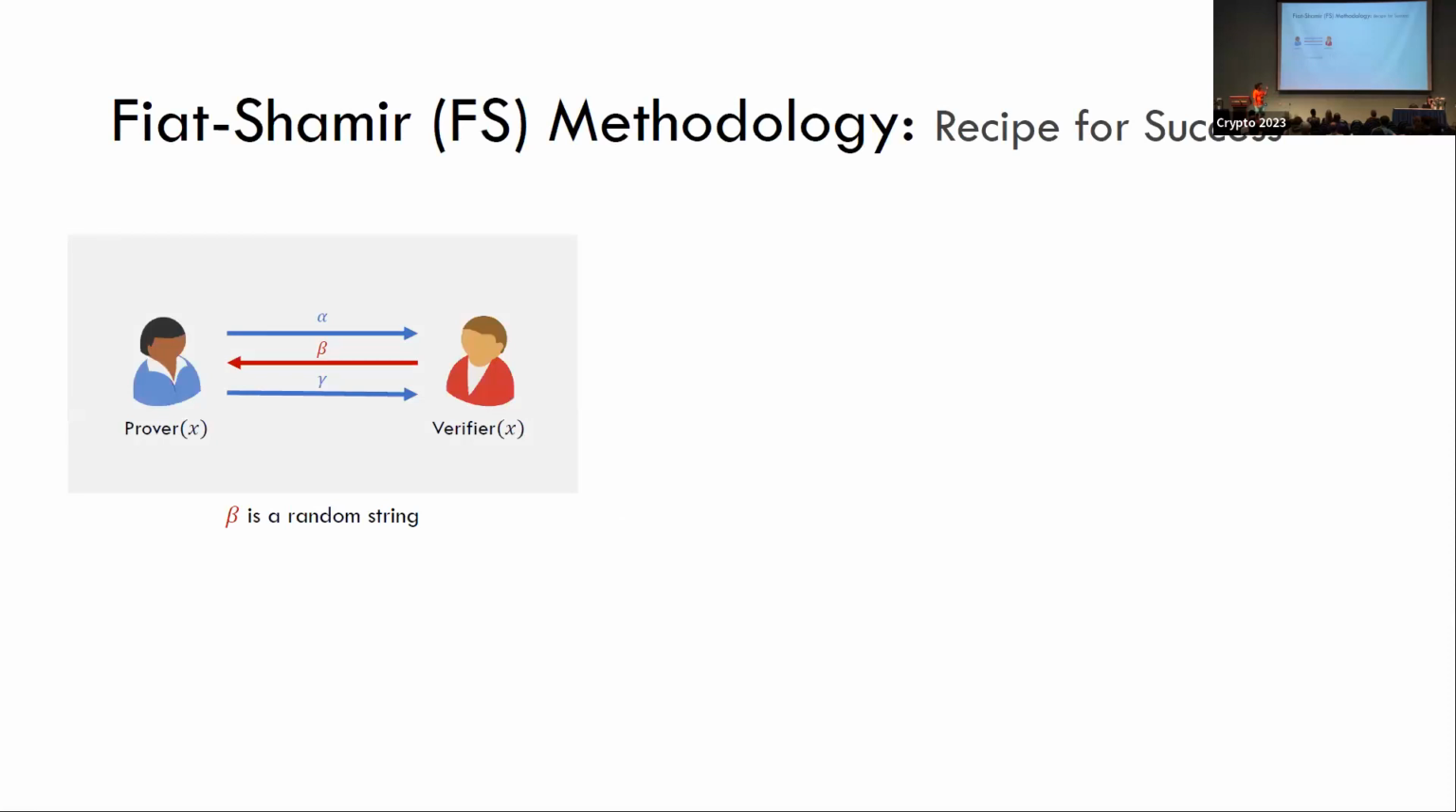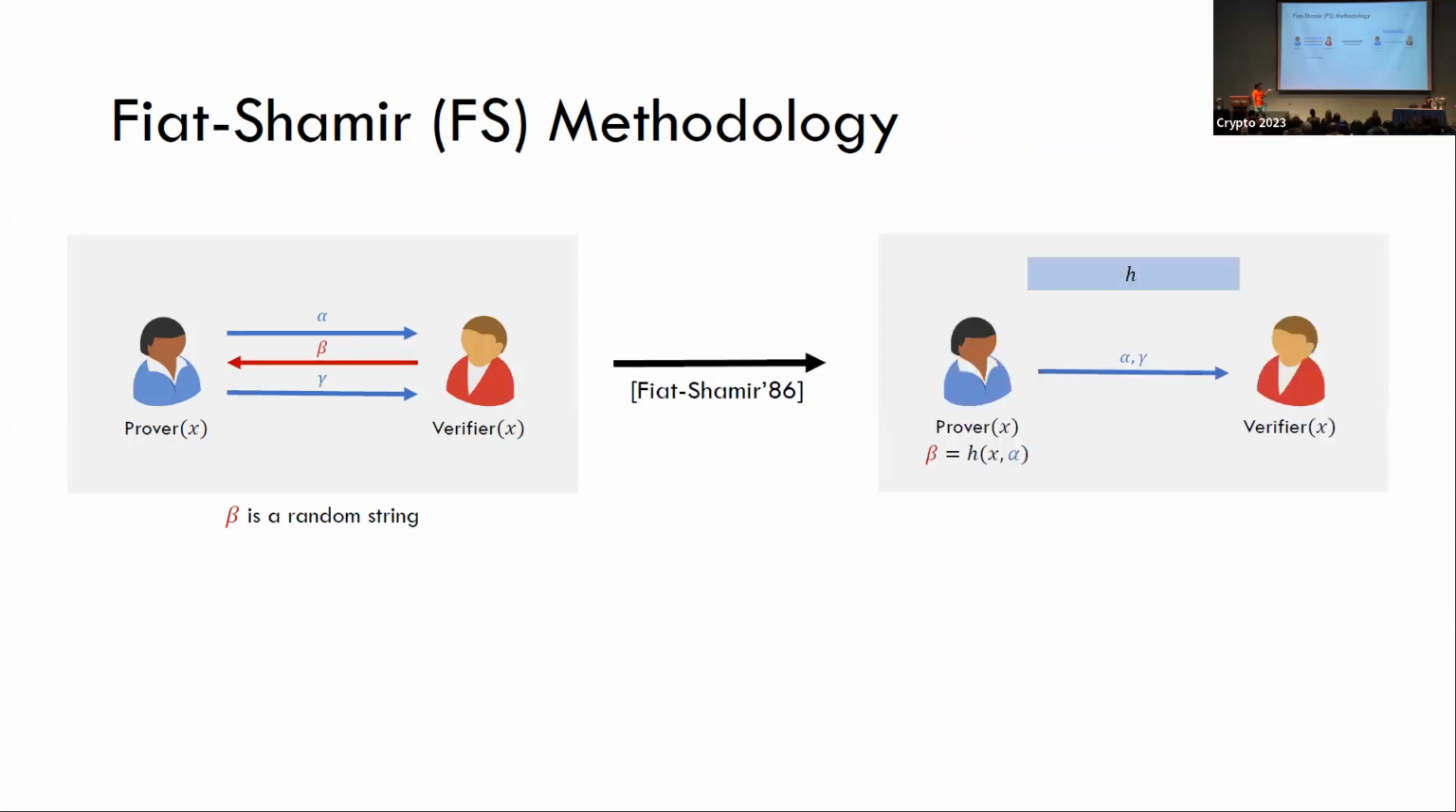Cool. So now with that out of the way, let me tell you some of the core tools and techniques in our work. One of the main techniques that we use is the Fiat-Shamir methodology, or the Fiat-Shamir transform. For those unaware, the Fiat-Shamir transform lets you start with an interactive protocol between a prover and a verifier, where the verifier just sends random bits, and converts it into a non-interactive protocol in the CRS model, where the CRS consists of a hash. The verifier's message is simply replaced by hashing the transcript so far.